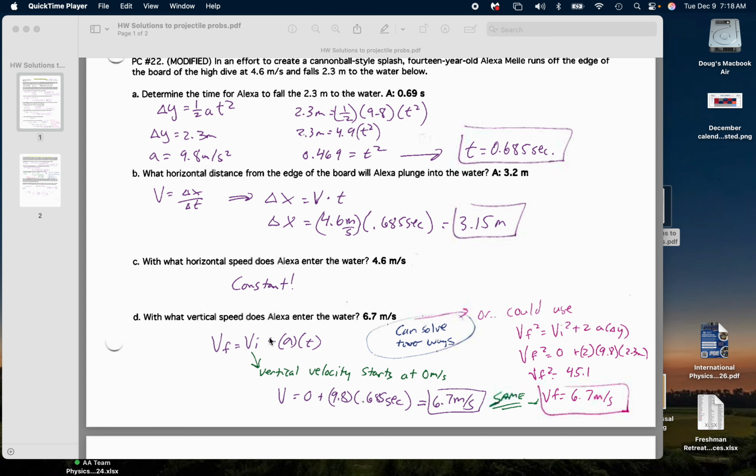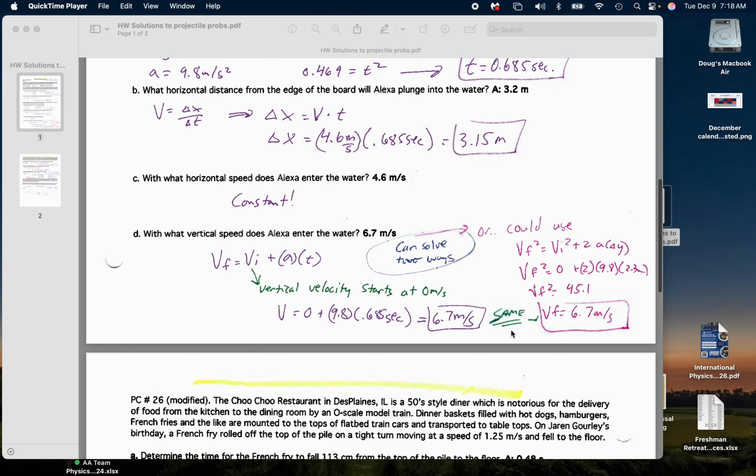For part D, what's the vertical speed with which she enters the water? Well, for that one we would use a vertical formula. So that's Vi plus A times T, but the vertical velocity started at 0 meters per second. So essentially that's A times T, or about 6.7 meters per second. You could also use this formula, which is another vertical formula. Either way, those should give you the same answer.